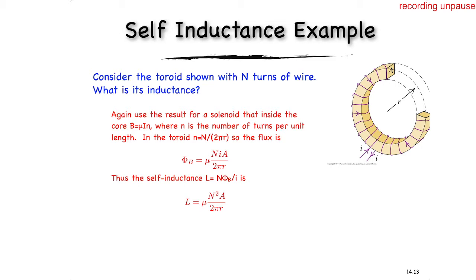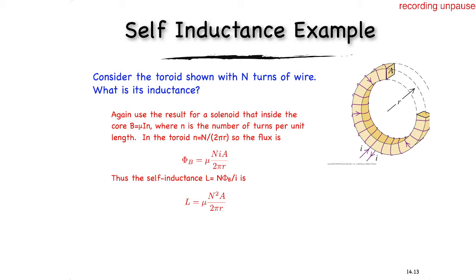And we're calling that the self-inductance: the ratio of phi to I, times the number of turns in the coil. We get this expression multiplied by N and divided by I. So there's our value for the self-inductance.